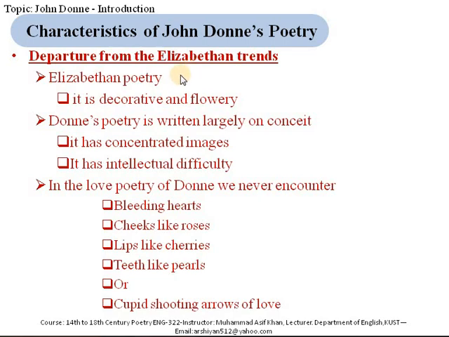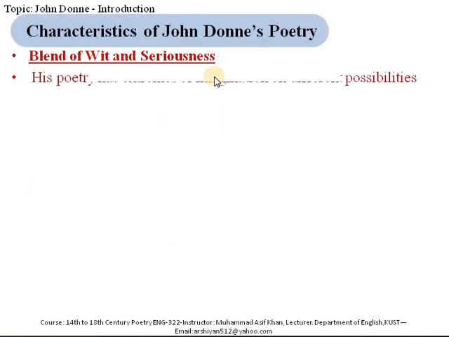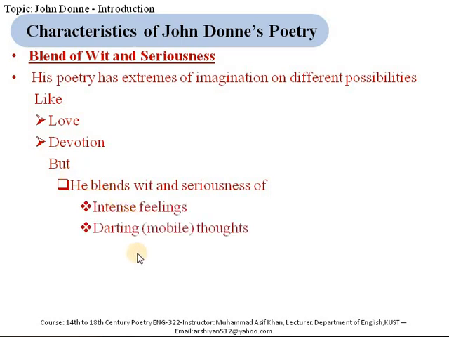In his poetry, we find a blend of wit and seriousness. As I described to you in the earlier slides, his poetry has extremes of imagination on different possibilities. For him, love has two possibilities: on the one side it is love, and on the other hand it is devotion. And for describing these imaginations, he blends wit and seriousness of the intense feelings or those darting mobile thoughts. And he also blends vast learning in this very poetry.